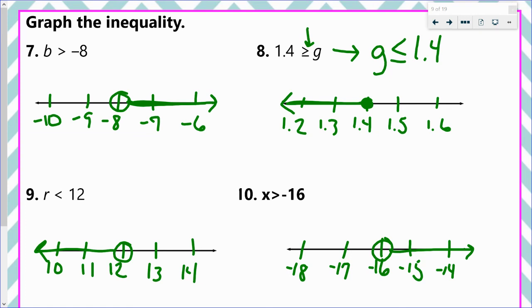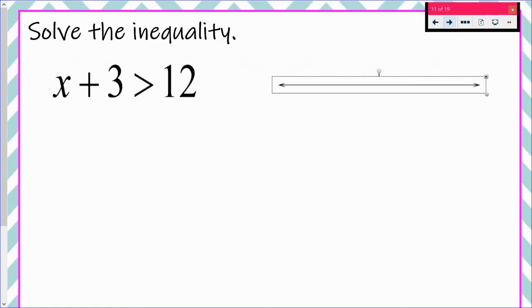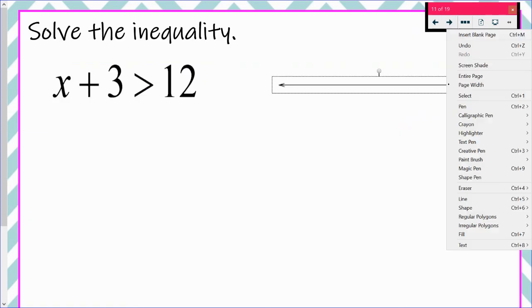Okay, awesome job. Okay, so now our last task is we're going to solve some one-step inequalities. Okay, so doing this, basically you solve the same as a normal equation, but treat the inequality symbol the same as an equal sign. Remember, get the variable by itself. Okay, and then we're going to graph the inequality on the number line, which we already just tackled. Okay, so here we go.